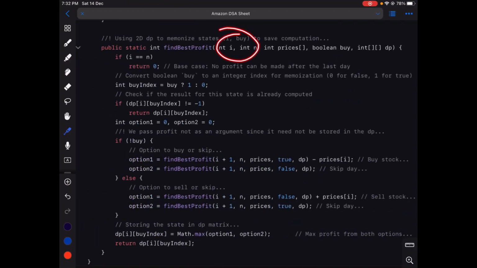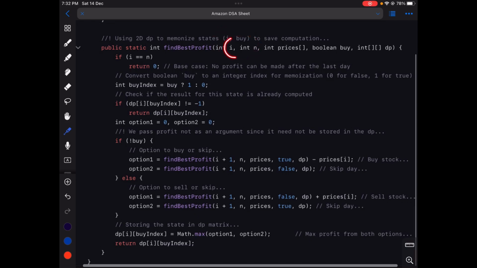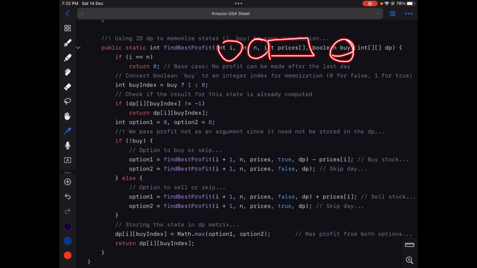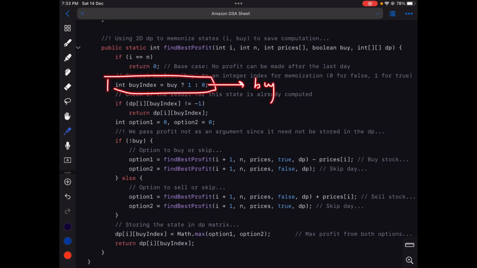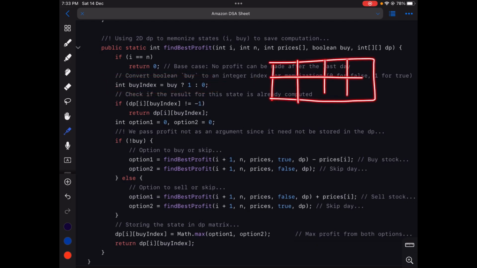So now let's jump into the algorithm written over here from scratch. Here in the question, as told previously, I will be passing I, n, the prices array, the buy index, and the DP matrix. Now this is the base case. If I equals n, this is my base case that will terminate the recursion call. Now in this particular line, I'm simply checking if buy is true. If buy is true, put it to 1, else put it to 0. Because I'm creating a 2D matrix, right? And I'm assigning 0 as buy and 1 as not buy.